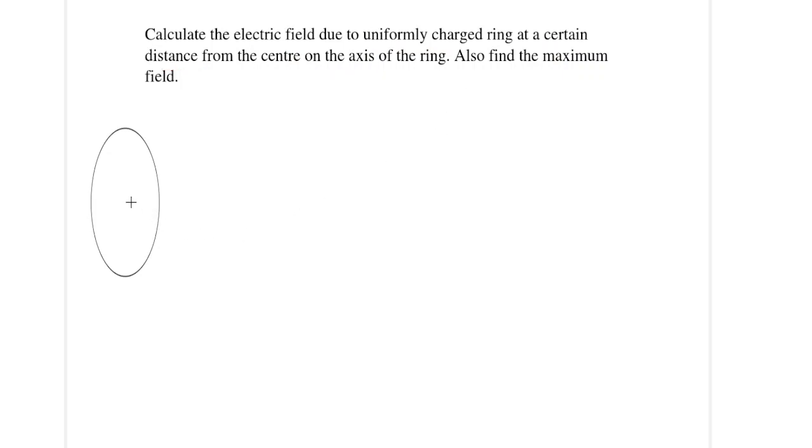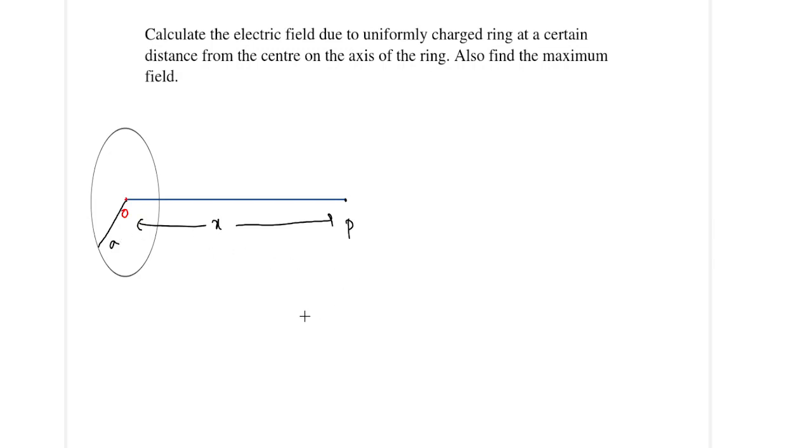Now we'll take a point called, say, O. This O is the center of the ring. We'll draw the axis and we need to find the field at a certain point. We'll call the point P. The distance between O and P we'll call X, and let the radius of the ring be A.